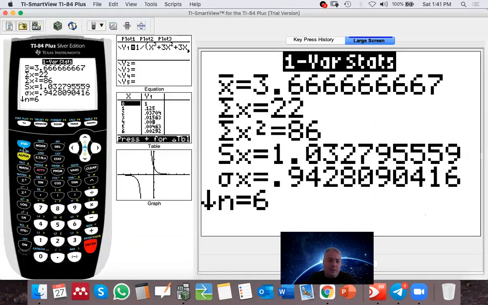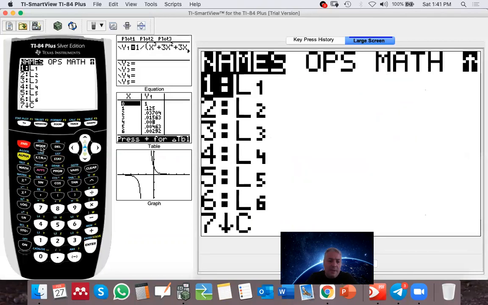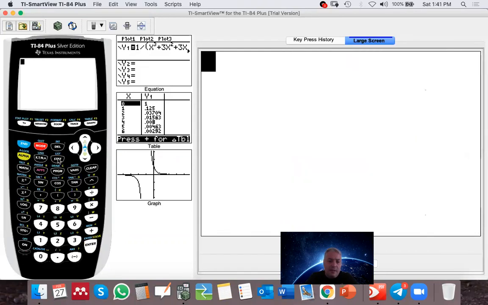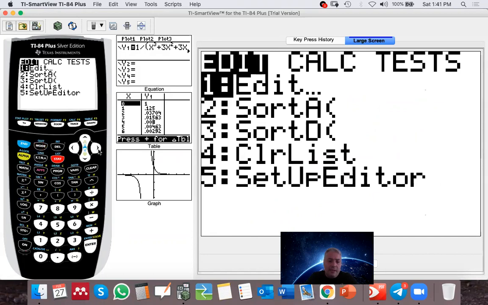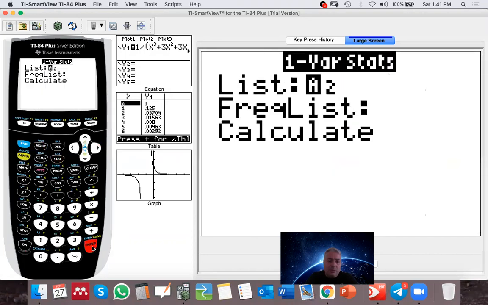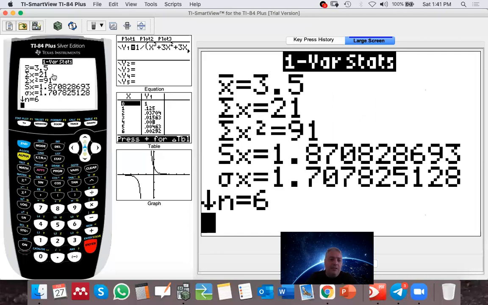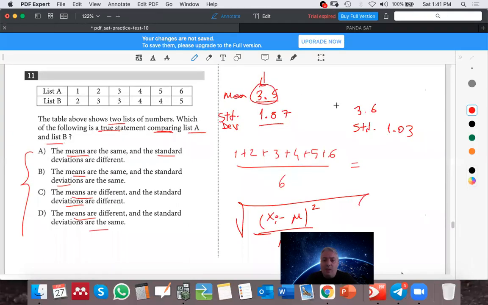What about the first one? Not to make a mistake, let me check it again. Statistics, this one, L1, enter, enter, enter. And then 3.5, 1.7. First of all, what I see here, this is the mean, this is the standard deviation. So the means are the same. What do you think? Are they the same?